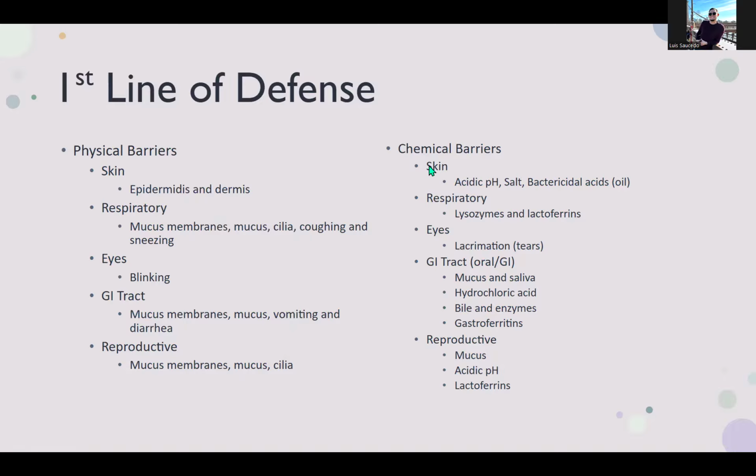And then you have chemical barriers. Again, same thing on the skin. You have an acidic pH. You have your salts. You have your oils, the oily skin. All of that stuff helps to keep other microbes from either attaching or staying on our skin or surviving on the skin. And then the respiratory system, the eyes, the GI tract, use different types of enzymes, acids, and chemicals to protect us from outside invaders.